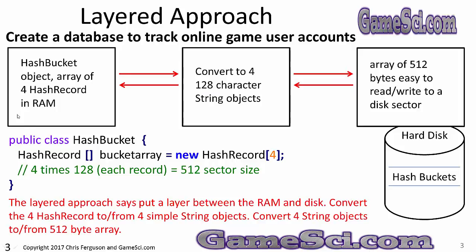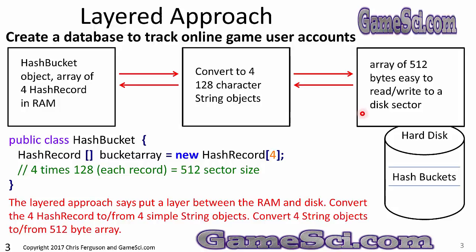The layered approach says put a layer between the RAM memory and the disk memory. Convert the 4 hash records to and from 4 simple string objects. Convert 4 string objects to and from a 512 byte array. This is the extra layer. I'm going to go from a hash bucket to 4 128 character string objects. I can then go from 4 128 character string objects to an array of 512 bytes. That's for writing data to the disk.